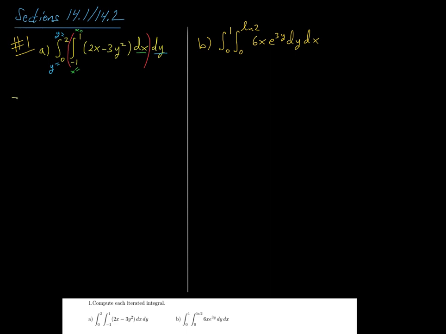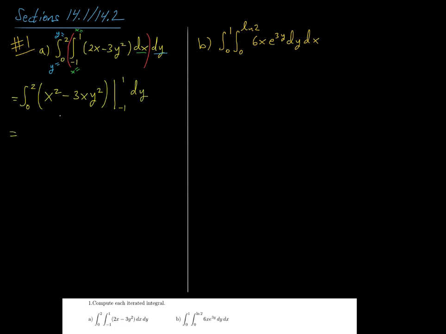Okay, so let's compute this inner integral with respect to x, holding y constant. Integrating 2x gives us an x squared. And then minus, integrating 3y squared is really integrating a constant, so we're just going to pick up an x. So I get 3x y squared. And then we're going to evaluate that from -1 to 1, and then we have our dy.